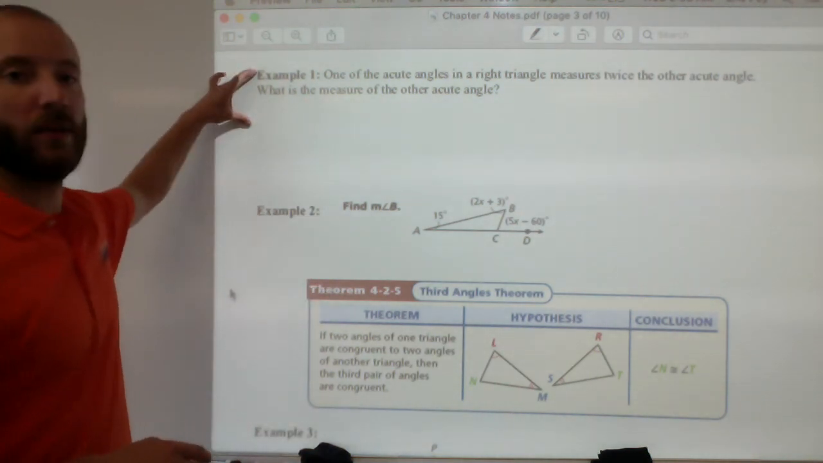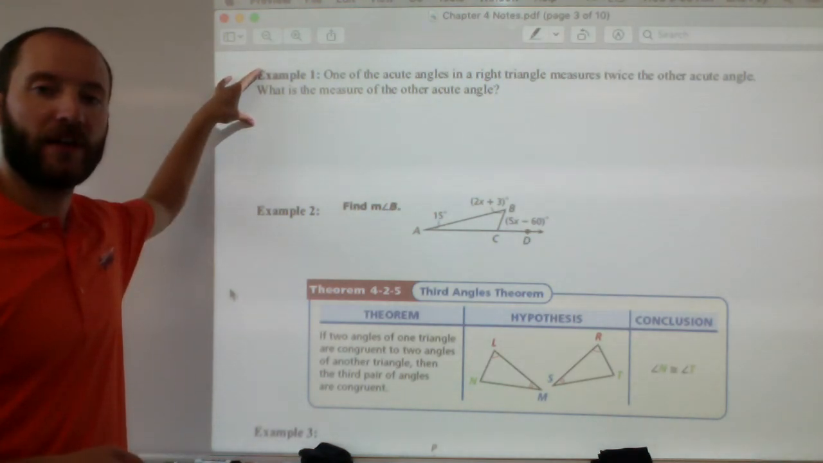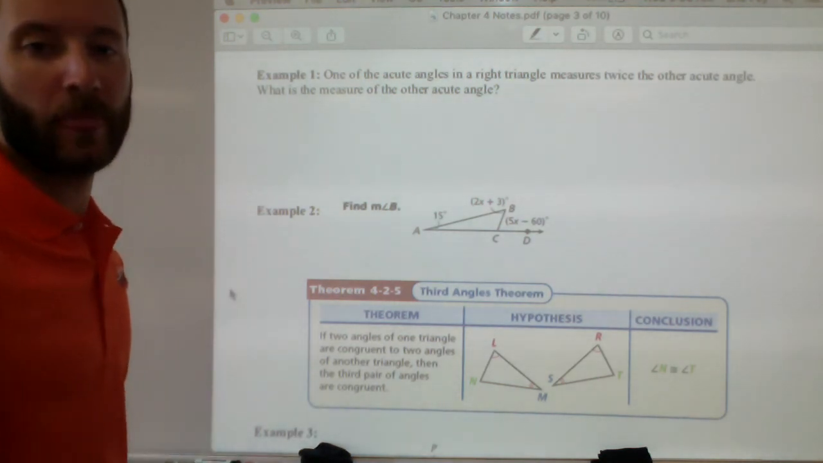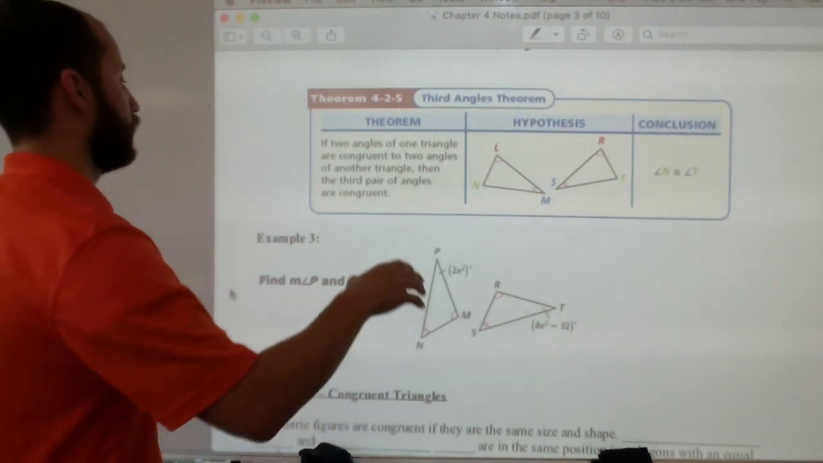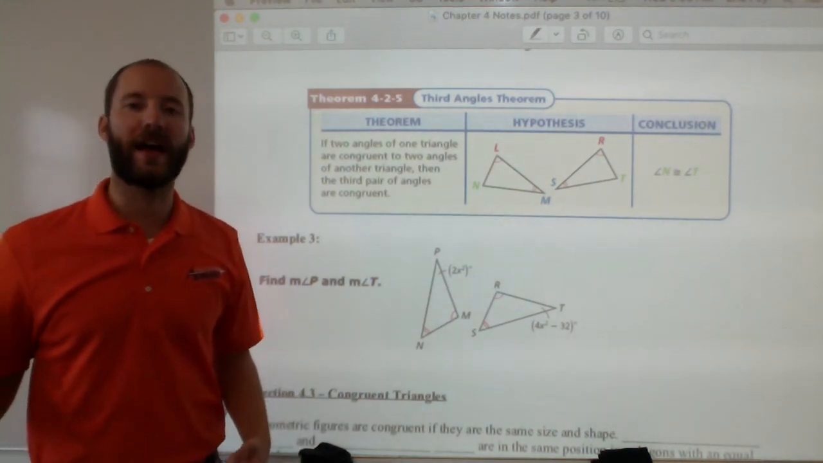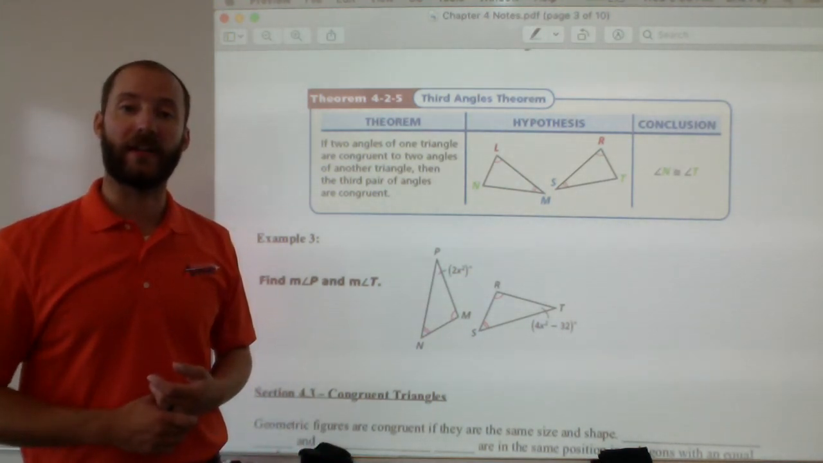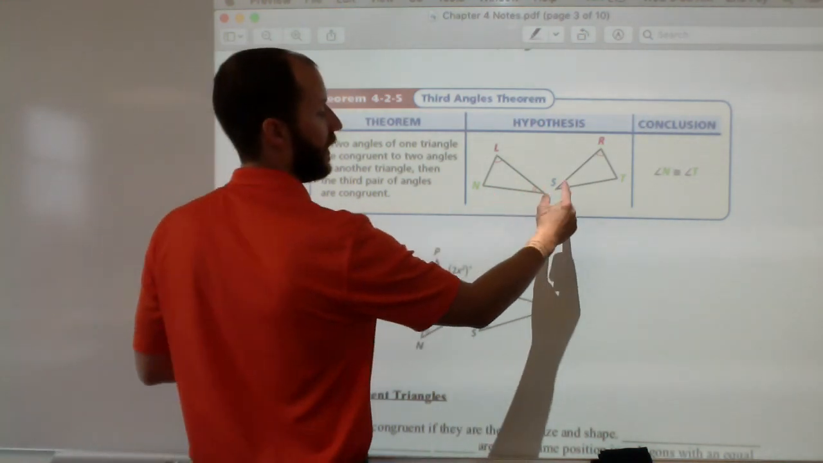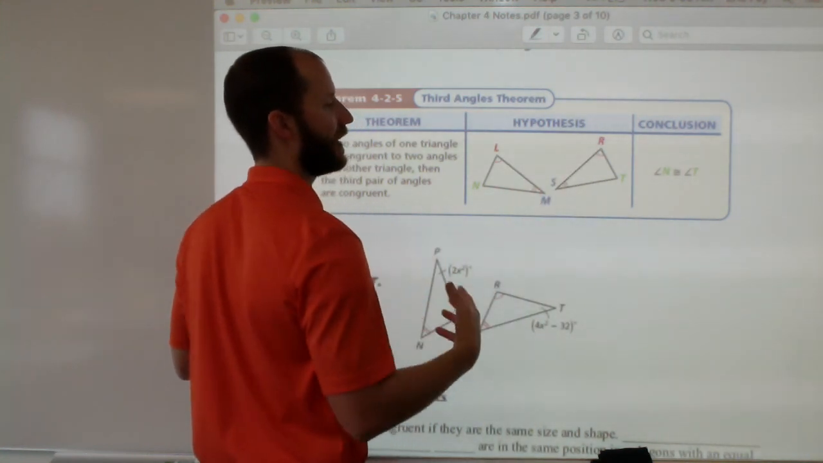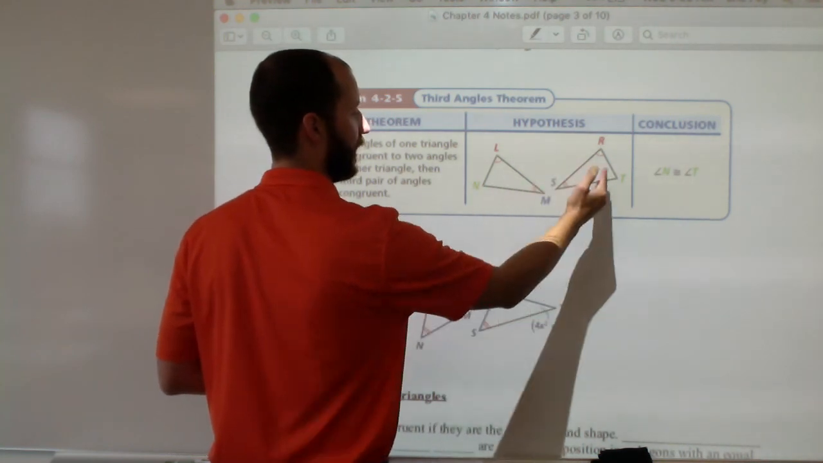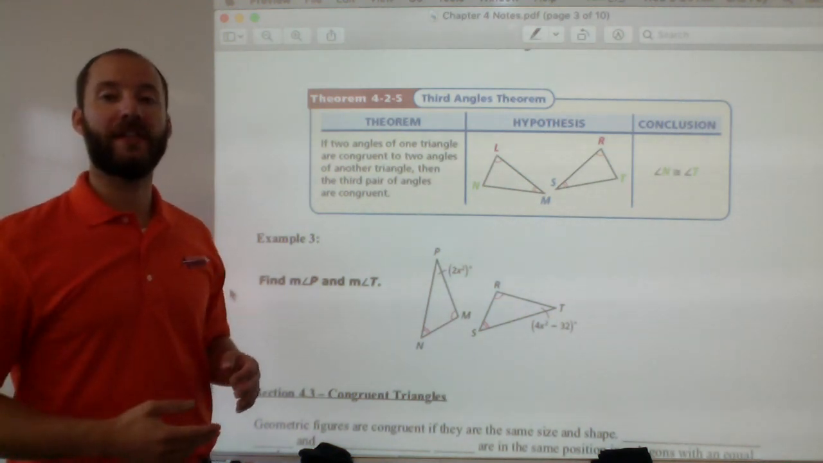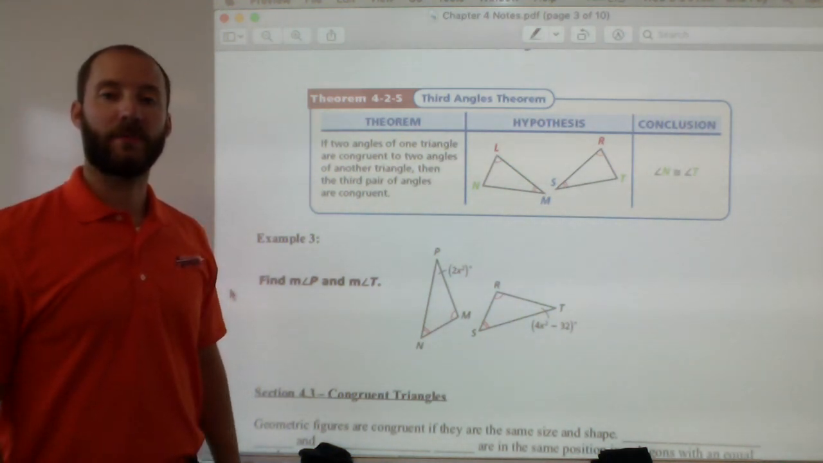So look at example 1. What theorem or corollary on the previous page could help you write an equation? Look at example 2. What theorem or corollary could help you write an equation? And then lastly, we have example 3. And that's going to utilize the third angles theorem. You know, every triangle, no matter what it is, the angles add up to 180 degrees. So if angle M and S are congruent, angle L and R congruent, it logically follows that the third pair of angles will also be congruent, the third angles theorem. So examples 1, 2, and 3, take a look at those, and then check your work with my completed notes online.